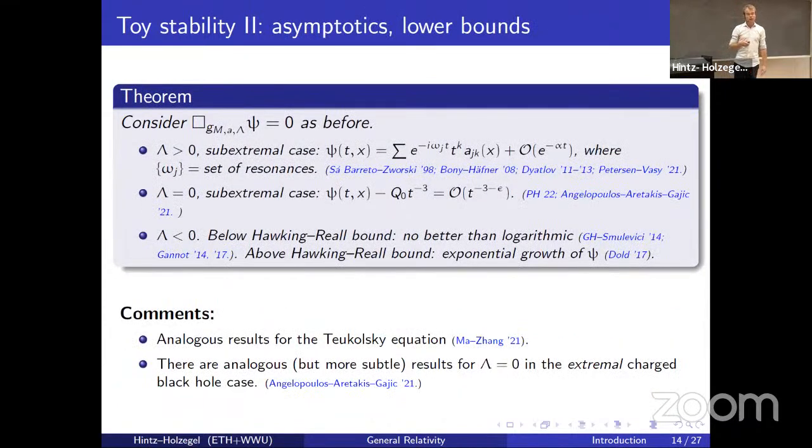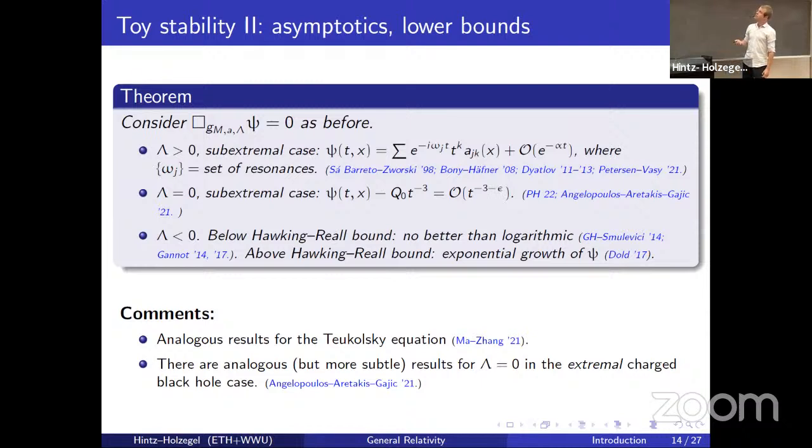Turning to lower bounds, which is important, as I said, for the interior problem in particular, we have the following results. So again, for lambda positive, solutions of the scalar wave equation don't just decay to constants, but you actually have an asymptotic expansion into these modes, e to the minus i omega_j t, times some spatial profiles a_j of x, up to exponentially decaying error terms. And so these frequencies omega_j in this expansion only depend on the black hole parameters. They're called resonances or quasi-normal modes in the physics literature.